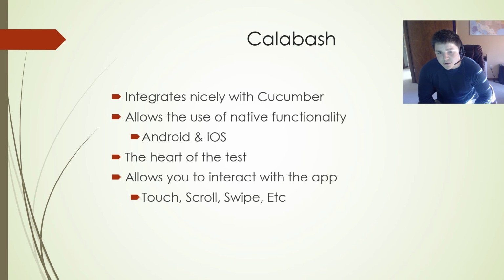Calabash. Calabash is basically what our entire automation framework runs around. So it integrates nicely with Cucumber. Cucumber is obviously the forward-facing, easy readable scenarios, and Calabash kind of links into the Cucumber, kind of masking the uglier looking code that the business people wouldn't be able to read. So it allows the use of native functionality.